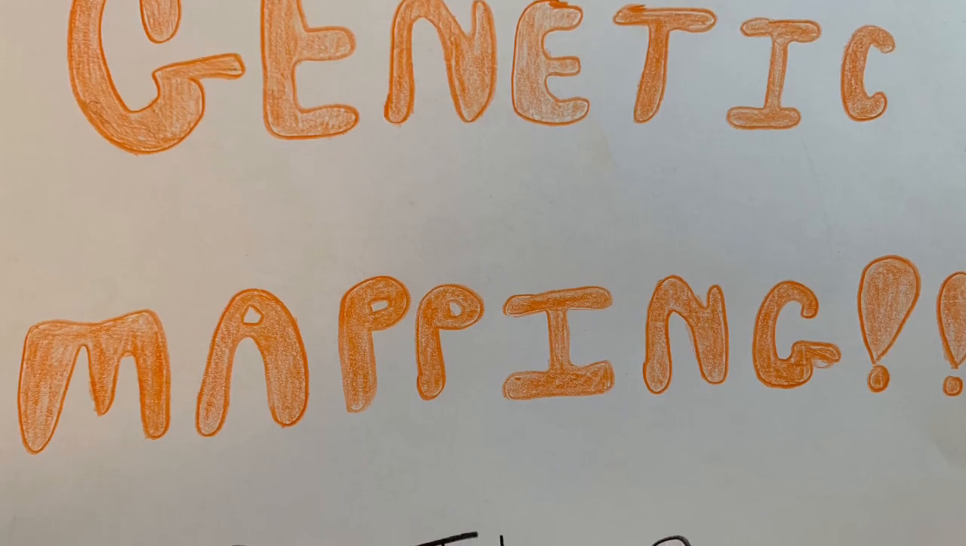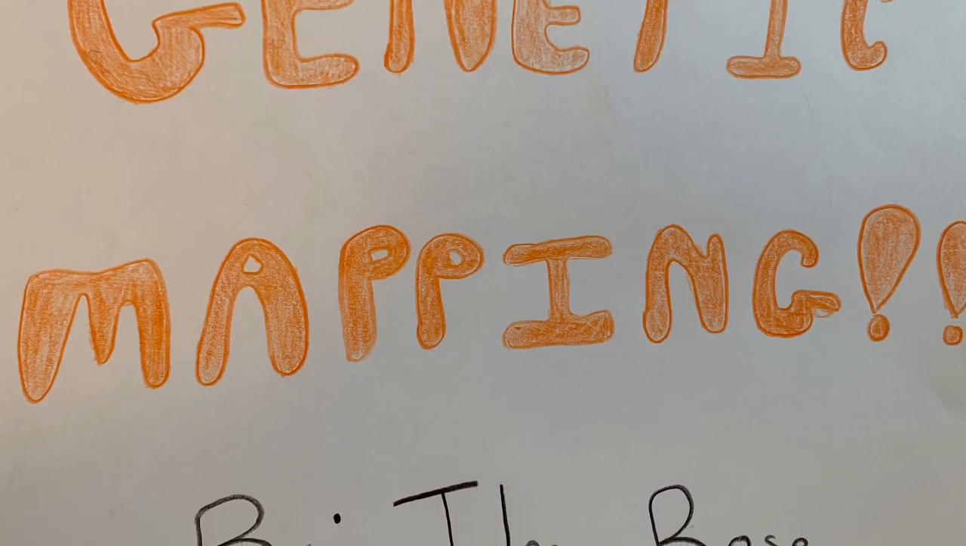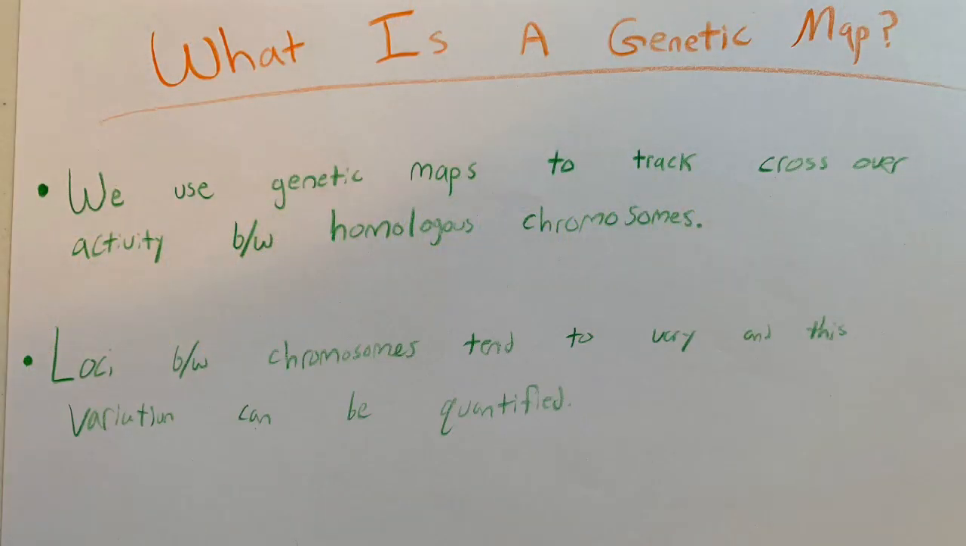Hello, today we will be discussing genetic mapping. Before we can get into genetic mapping, we have to understand what it is and why we use it. We use genetic maps to track crossover events between homologous chromosomes. Loci between chromosomes tend to vary, and this variation can be quantified and perceived.